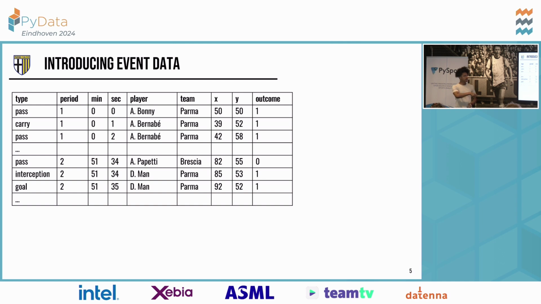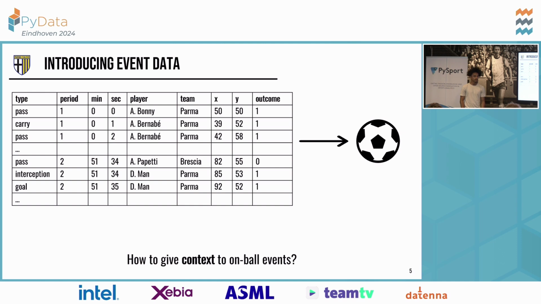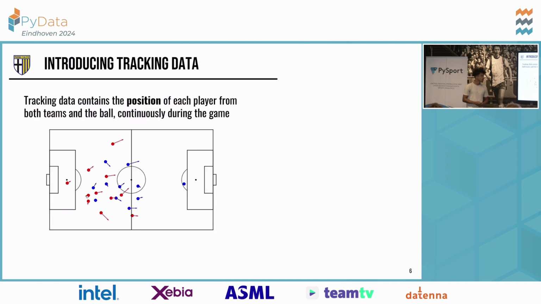And as you can see, all these events are related to what happens around the ball. But as you may know, football is not only about what happens around the ball. Context is very important in football. And so the question is, how do we add context to these events? Context can be provided by analyzing off-ball movements, and that's where tracking data comes into play.